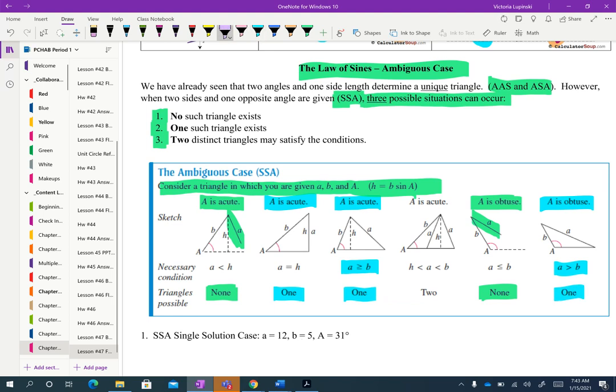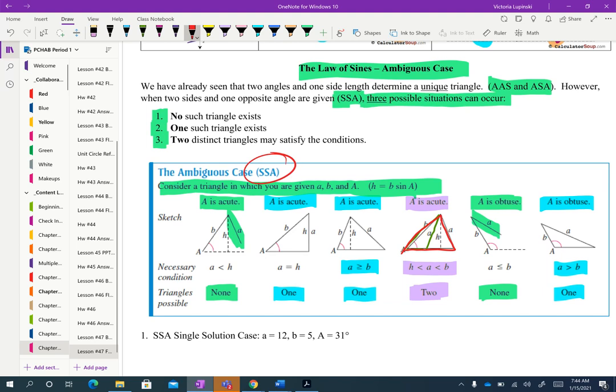The problem happens when you have an acute angle A, and you have an A that is between H and B, you could potentially have 2 different solutions. So one of those solutions would be this green triangle here, and the other solution would be this red triangle here. So that's the one we have to watch out for. It only occurs in the side-side angle circumstance.